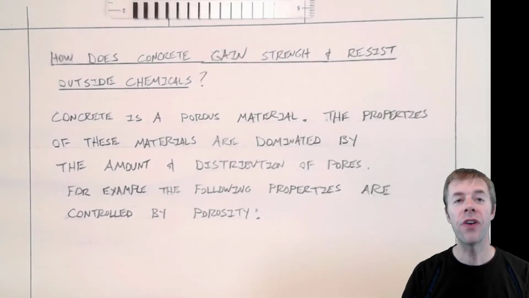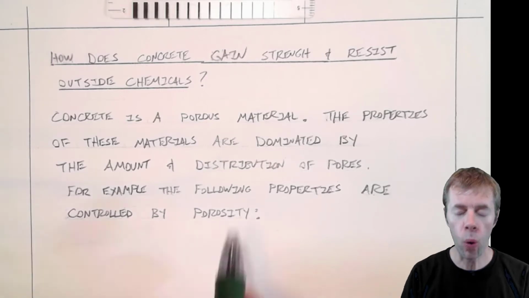My previous videos, the ones just before this one, I've been talking about hydration, how the structure forms and what the chemistry is like. Now, I'm going to try to explain how that structure comes together to give concrete strength and also to help keep the nasties, the outside chemicals, out of our concrete. It's a very, very important topic. Really critical to the long-term performance of concrete. In this video, I'm going to talk about how concrete gains strength and resists outside chemicals.